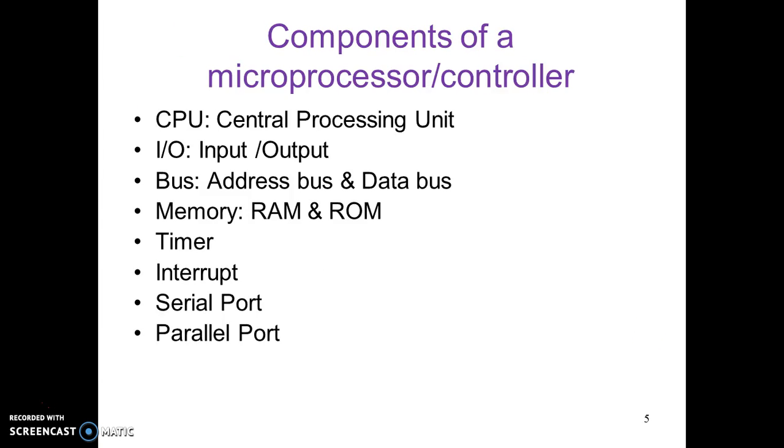So what are the components of a microprocessor or a microcontroller, which is the basic brain inside the embedded system? Generally a microprocessor or a controller has a CPU, a central processing unit. It should have input-output devices, data bus, address bus, RAM and ROM, timer, interrupt, serial port, parallel port.